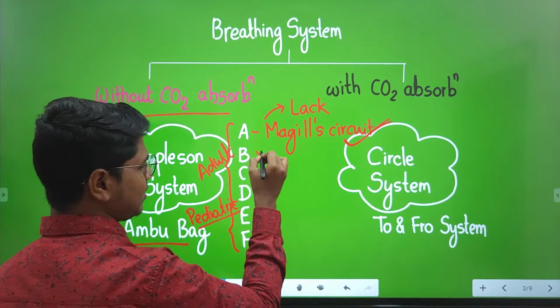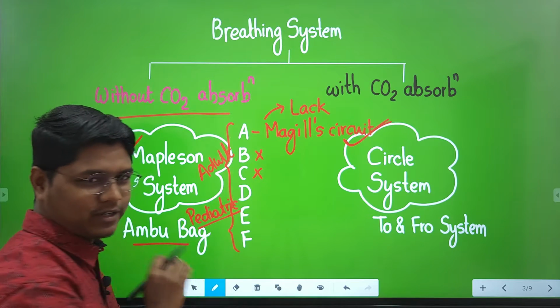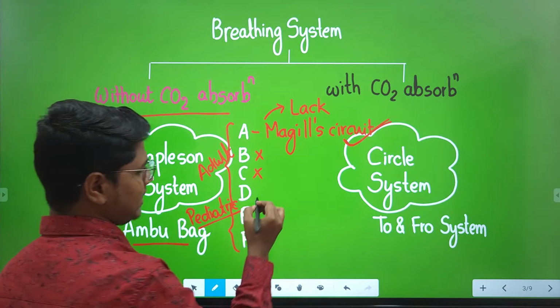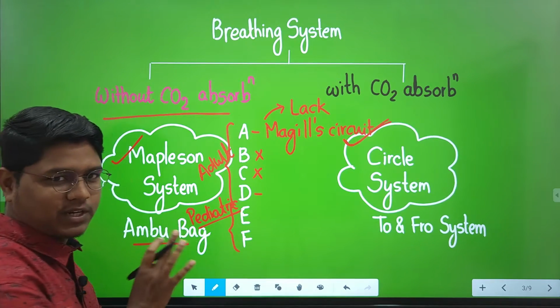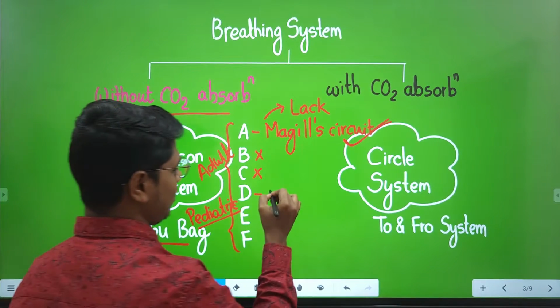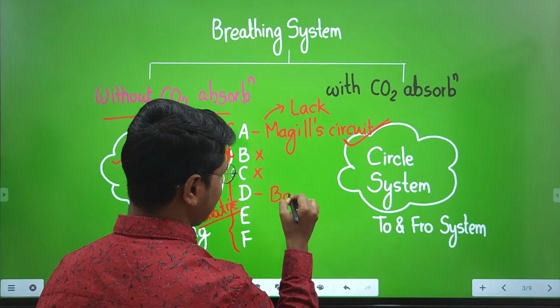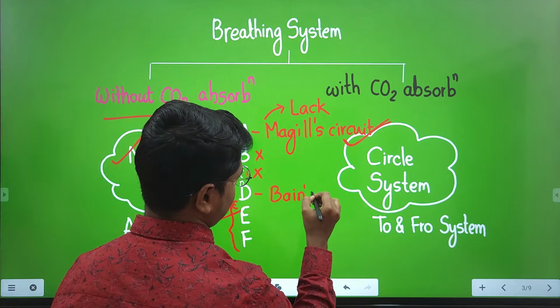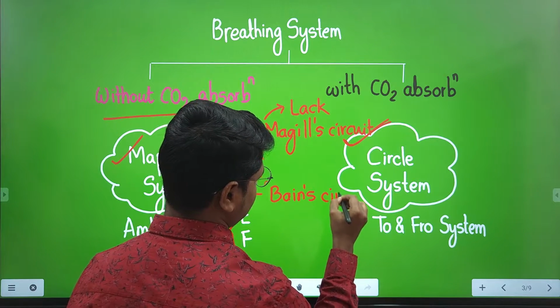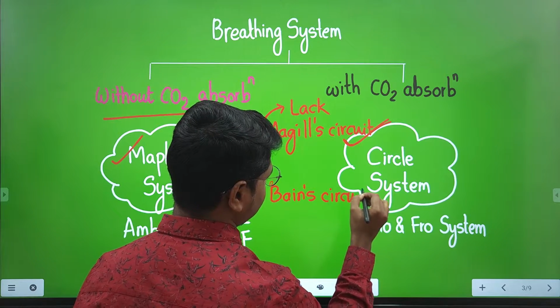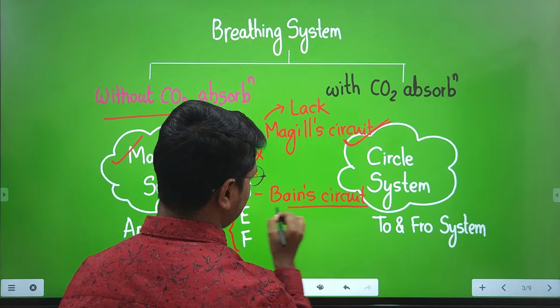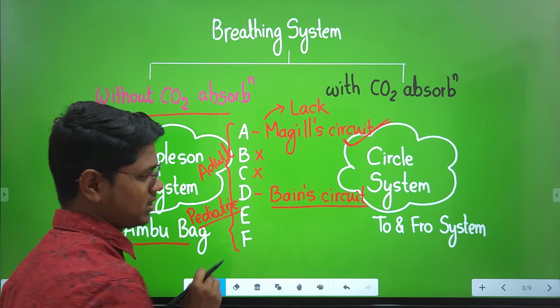Okay, B and C are basically useless. They are not used anywhere. D doesn't have any other name, but it has a modification known as Bain's modification or Bain's circuit. And the interesting story lies with the Bain circuit.